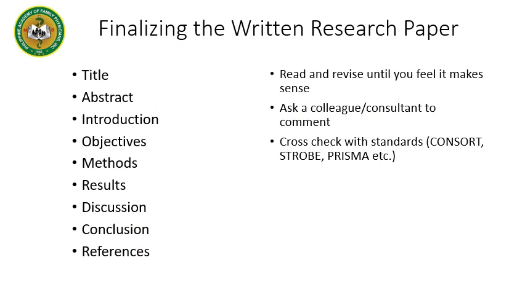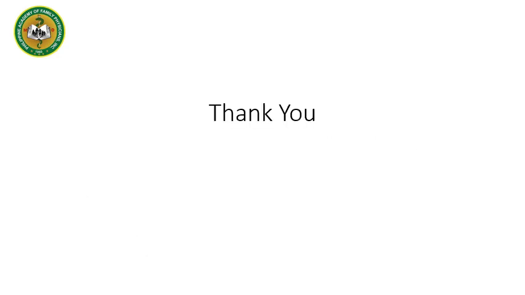And this time, it's now the sequence, no? Title, abstract, introduction, objective, methods, and make sure that it follows the sequence, follows the outline as proposed in the CONSORT or STROBE or PRISMA. And then ask a colleague to read or comment on it, and ask if the paper now makes sense. And then once it's okay, you can now submit that paper for publication.